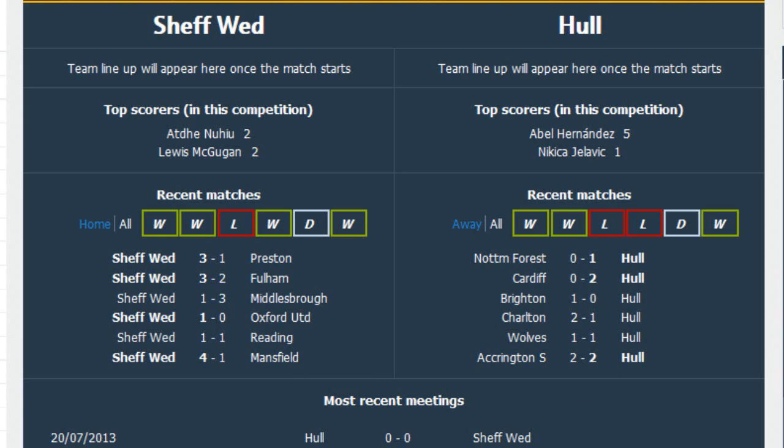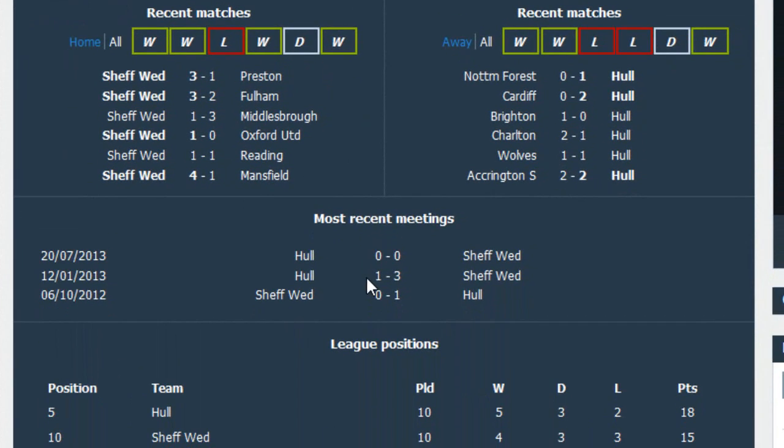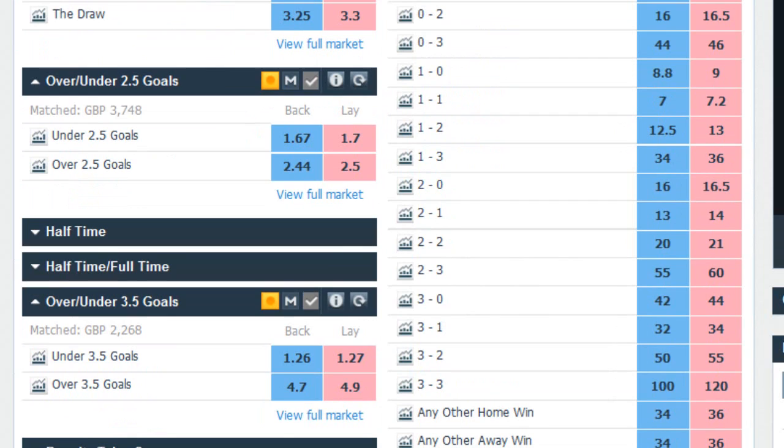Now, looking at the past encounters, unfortunately they're not recent, they're 2012, 2013, and you can't really read an awful lot into these figures. I mean, we've got 0-0, 0-1, they're fine. 1-3, obviously not fine. But then again, of course, that's 2013, so we can't really read anything into that figure. So I'm going to take a little bit of a risk here by going for this match.